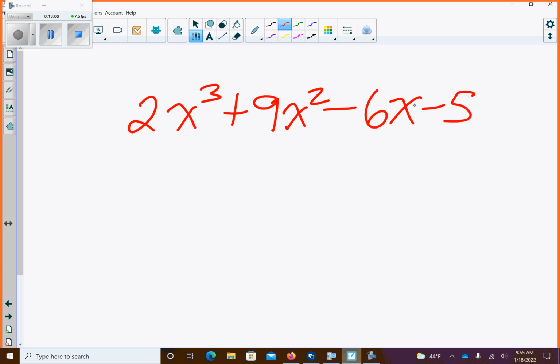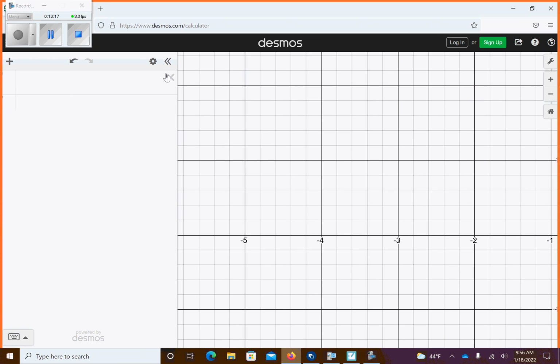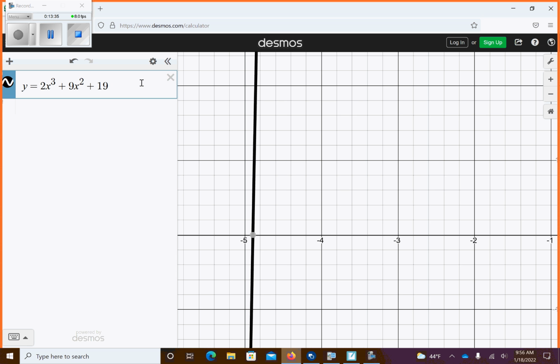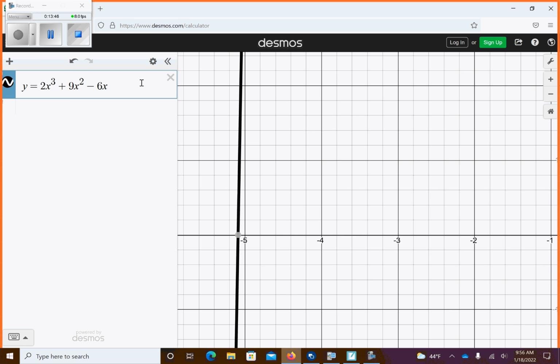Okay? So if I want to factor that down into basically 3 binomials, the reason I know there's 3 is it's raised to the 3rd power. We're going to jump onto Desmos. I get y equals 2x raised to the 3rd, plus 9x squared, plus 19x minus 30. Wait, I made a mistake. 2x cubed plus 9x squared minus 6x. I'm sorry, minus 6x minus 5.